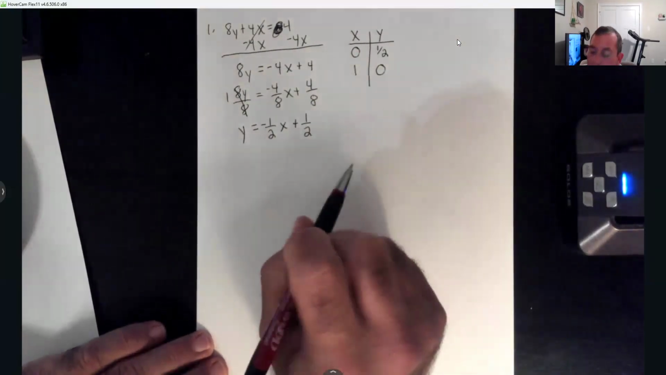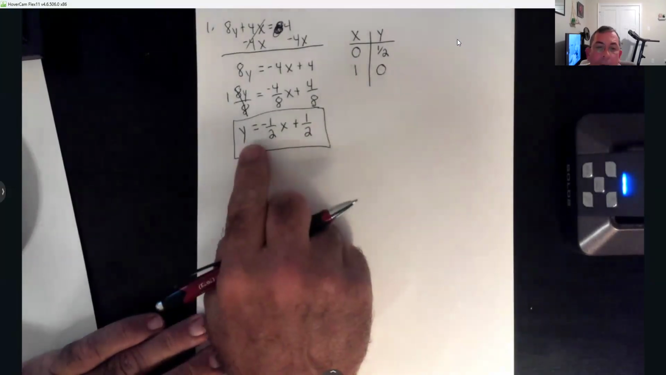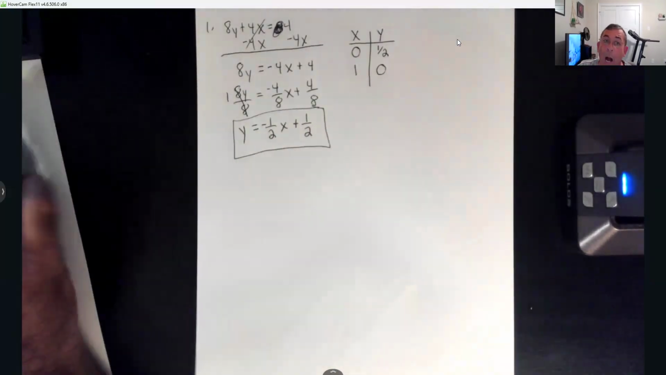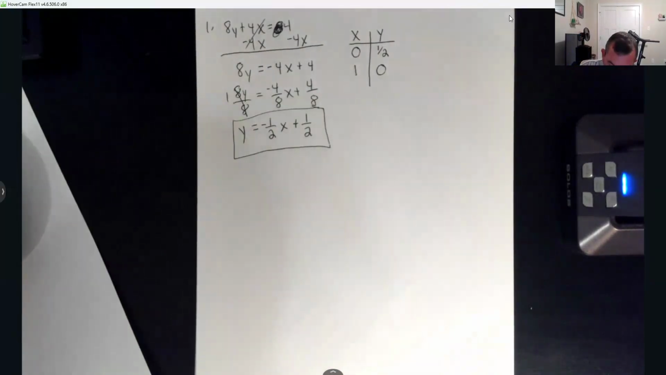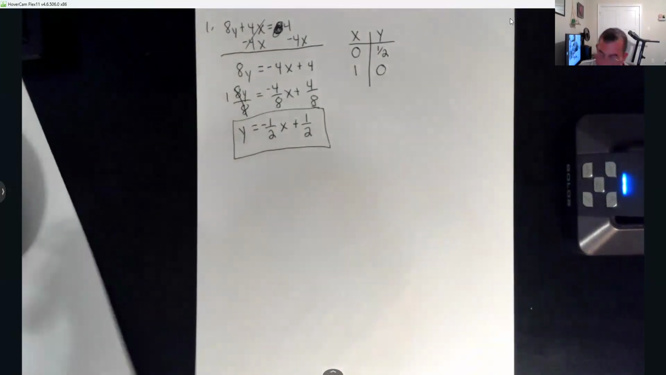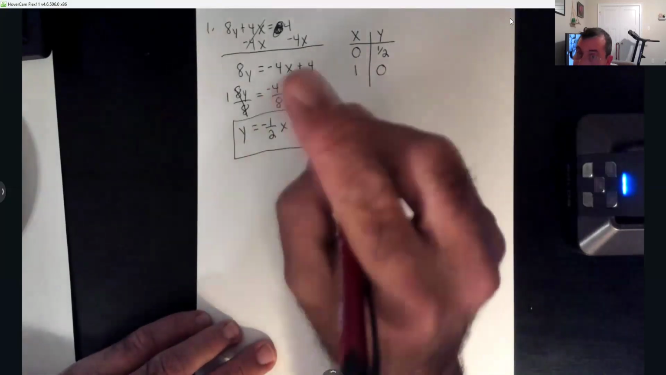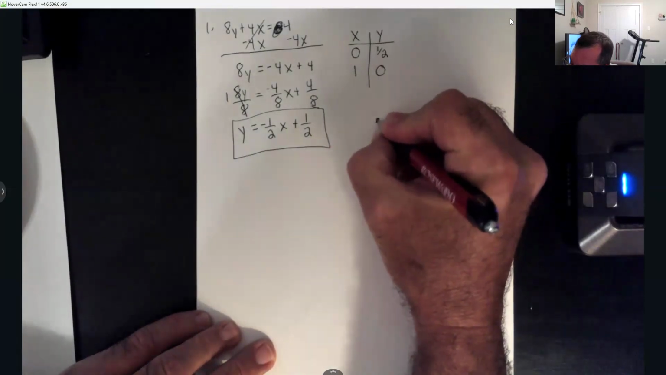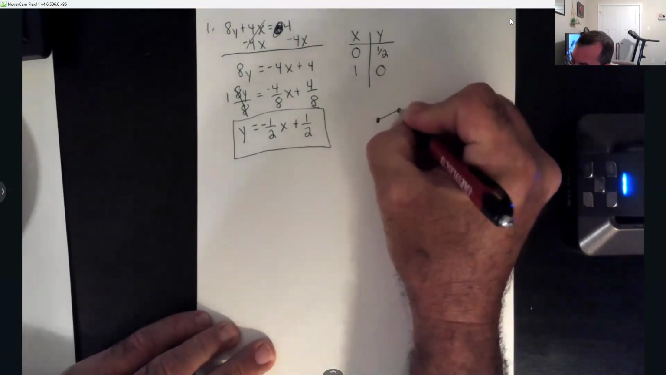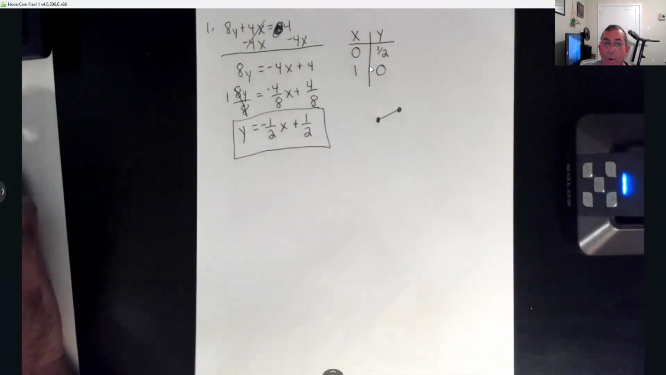Now, if you want to get points using the calculator, you can put that into y1 and go to your table. When I graph this, it's going to be a straight line for number 1. Everybody's number 1 will be a straight line. So when we go to Math Lab, we're going to use the line tool and plot our 2 points.